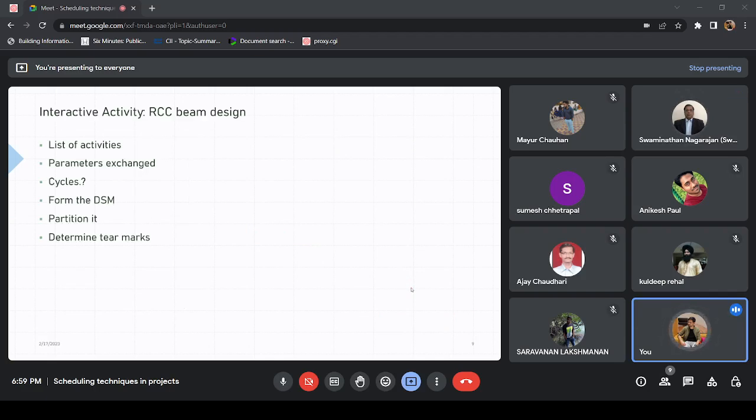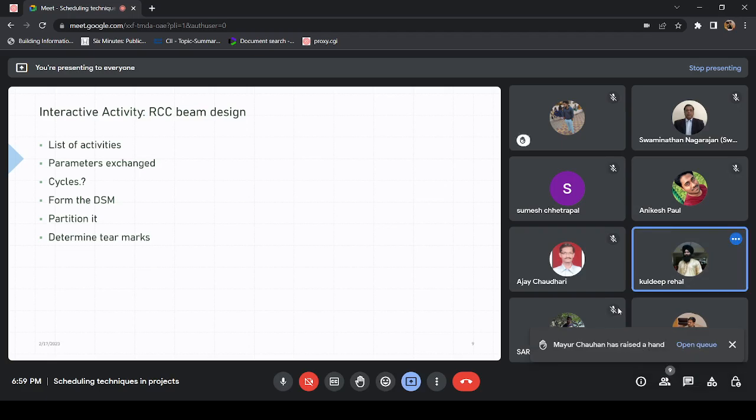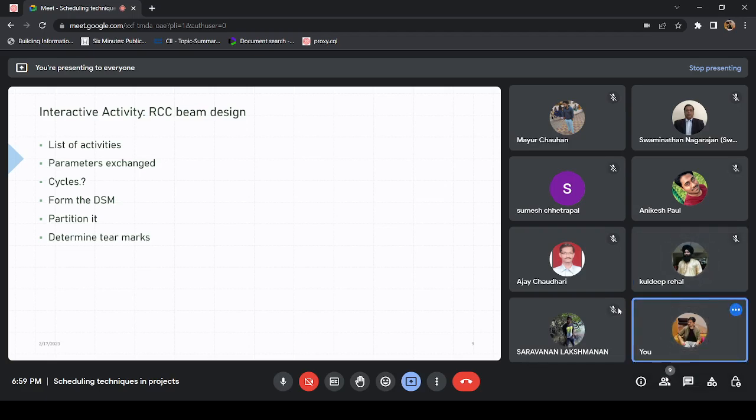Now coming to the activity, where we can determine what to do, I mean activities and parameters. We'll be talking in terms of, let's design an RCC beam. How many of you guys are familiar with designing an RCC beam? Just basic terms. Please feel free to add. How do you design it?